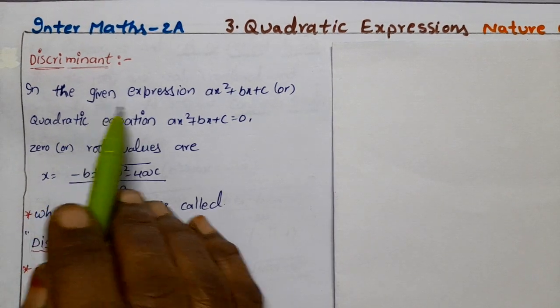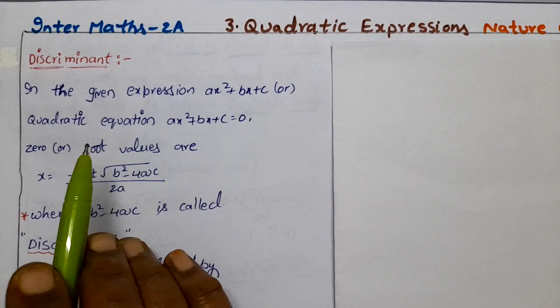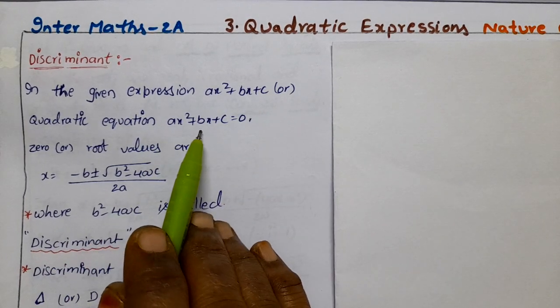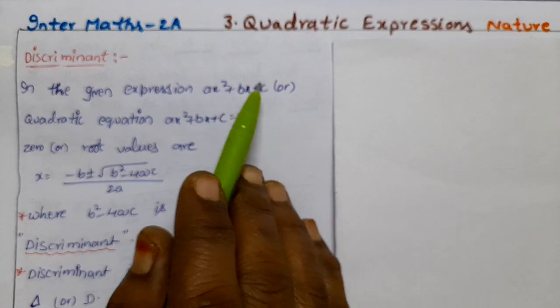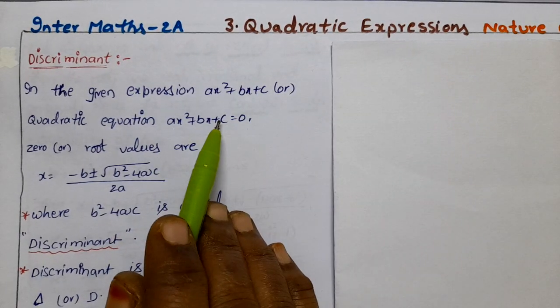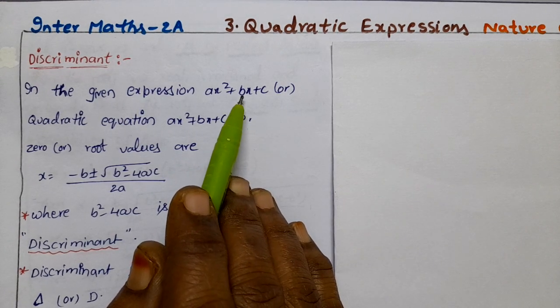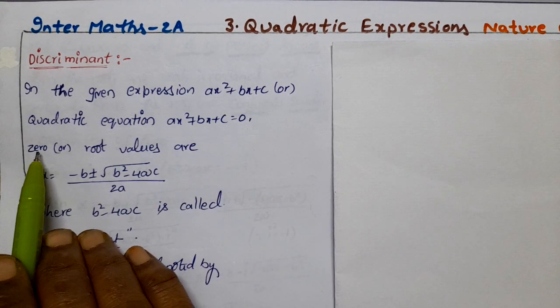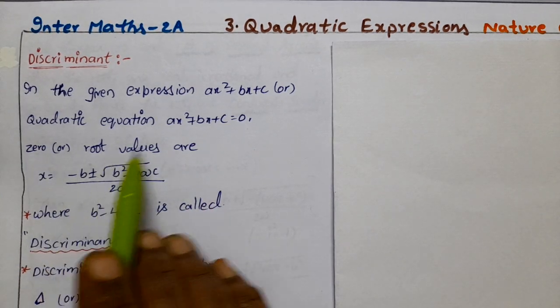Discriminant. In the given expression ax square plus bx plus c, or quadratic equation ax square plus bx plus c equal to 0. This is a quadratic expression. This is a quadratic equation. For the quadratic expression, x is called zero. For the quadratic equation, x is called root.